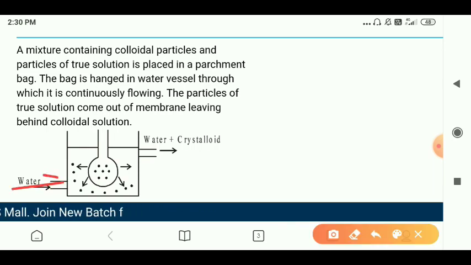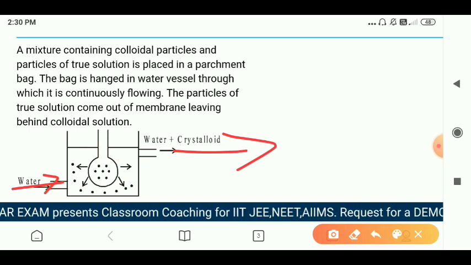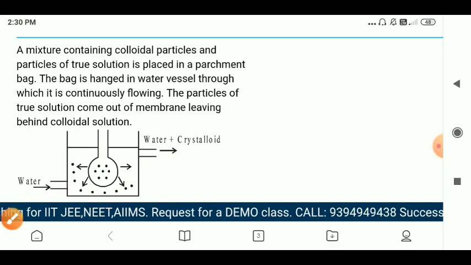So this is an inlet, this is an outlet. My inlet to outlet, water continuously comes, and it has to continue sweeping. When it flows like that, through that small hole the particles, the two solutions, can come out through the small hole. The remaining colloidal solution remains inside the bag. Such a method is called dialysis.